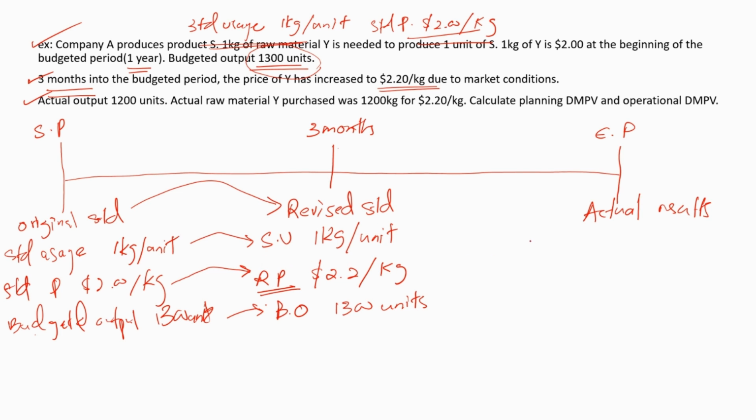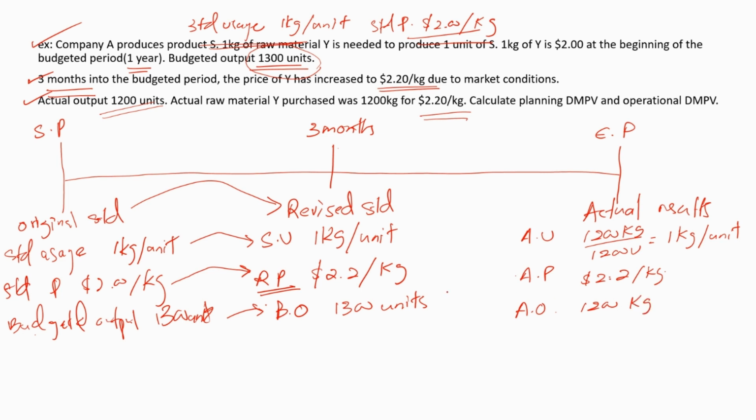So now what are the actual values? Actual usage is equal to 1200 kilograms divided by 1200 units. So this is equal to 1 kilogram per unit. This is the actual usage. So what will be the actual price? This value, $2.2 per kilogram. And finally, what is the actual output? Actual output is 1200 units.